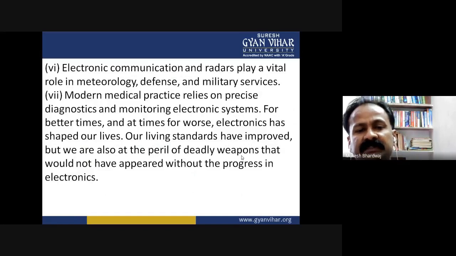For better times and at times for worse, electronics has shaped our lives. Our living standards have improved, but we are also at the peril of deadly weapons that would not have appeared without the progress in electronics.